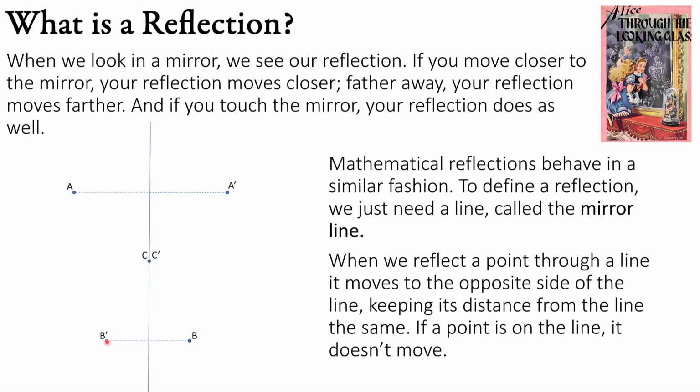And if a point is on the mirror, its reflection is exactly the same point. So if a point C here is on the mirror, C prime is the same point as C. It doesn't move anywhere. And here's a happy dancing man on the reflection line.